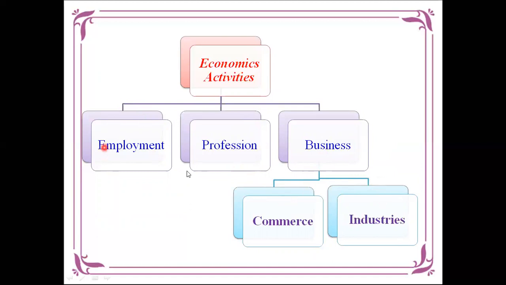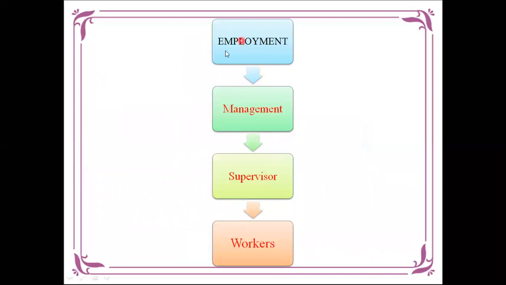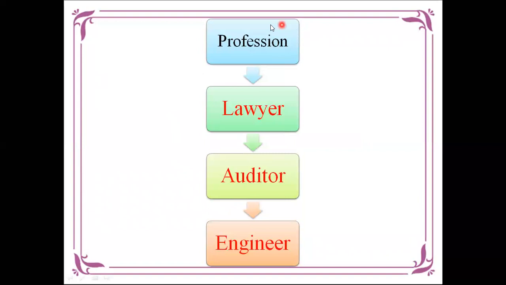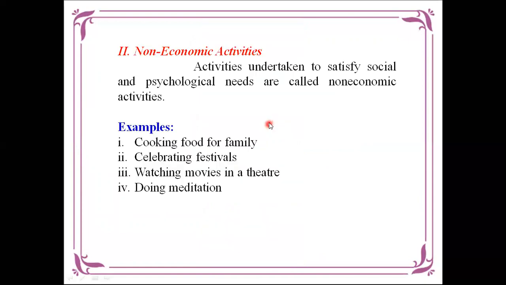Employment is classified into management, supervisor, and worker. Next, profession is classified into lawyers, auditors, engineers. Even we can include doctors also. They are the professional persons. Who is a professional person? White collar job holders are the professional persons.